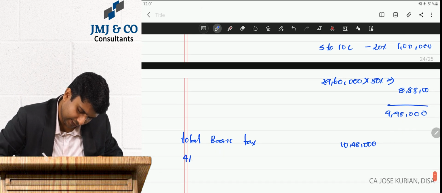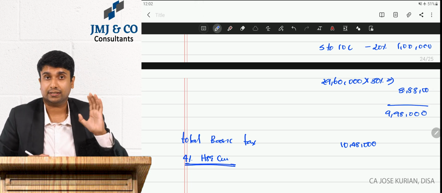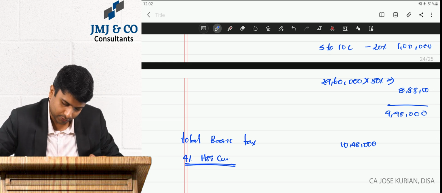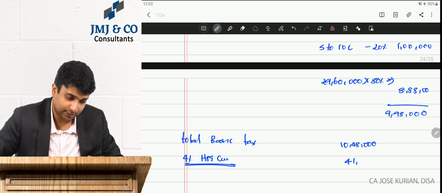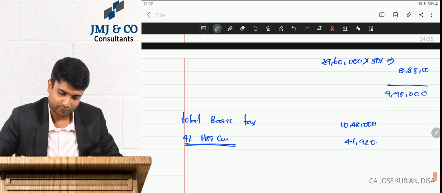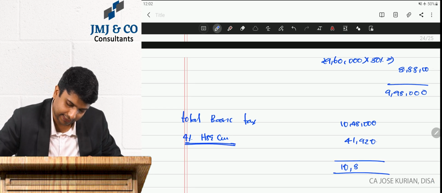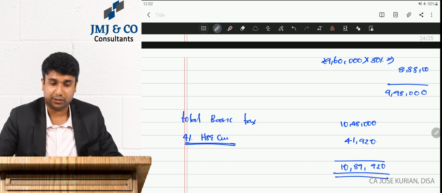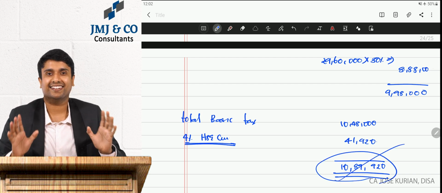Then 4% health and education cess. There is no impact of surcharge, because the total income is less than 50 lakh rupees. In the case of an individual, if total income is less than 50 lakh, then surcharge will never come. So 4% cess would be 41,920. Alright, so by adding these, the final tax liability would be 10,89,920 for this particular senior citizen in this case. I hope this much is clear.